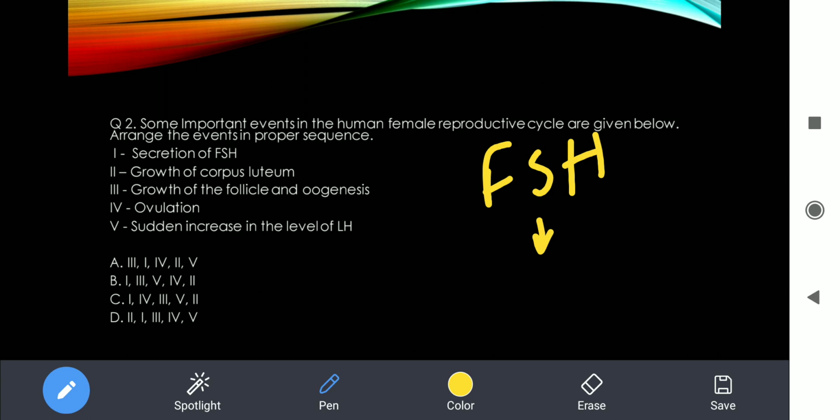Now, in which option will we get it? The option is B, because the sequence is 1, 3, 5, 4, 2. So this will be the correct answer for this question.